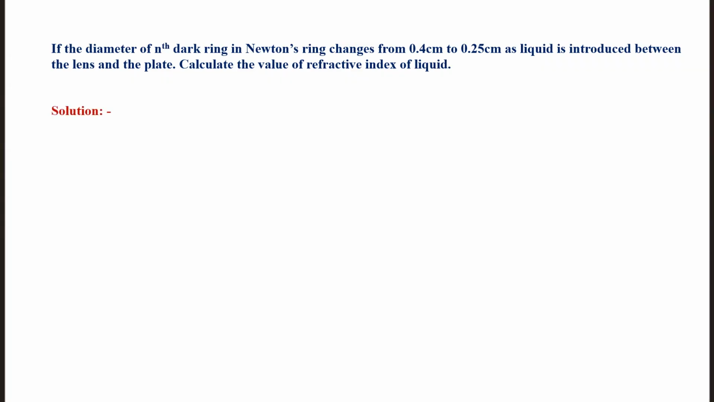So first we are going to see the given data. Dn in air is provided, which is 0.4 centimeter. Dn in liquid is provided, 0.25 centimeter, and it is asked to calculate mu, the refractive index. Here we are not going to do any conversion because we are going to take a ratio. Whatever the units are, they are in the same system, so we are not going to do any unit conversion. No need to do that.